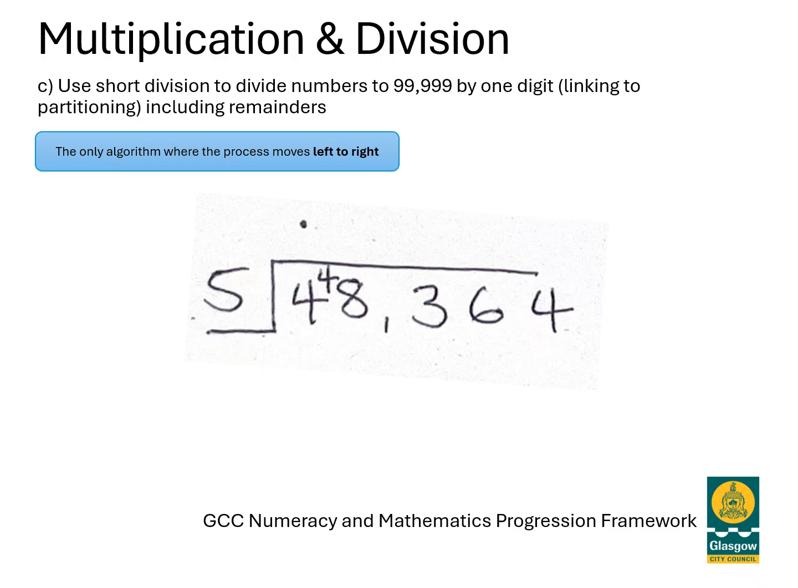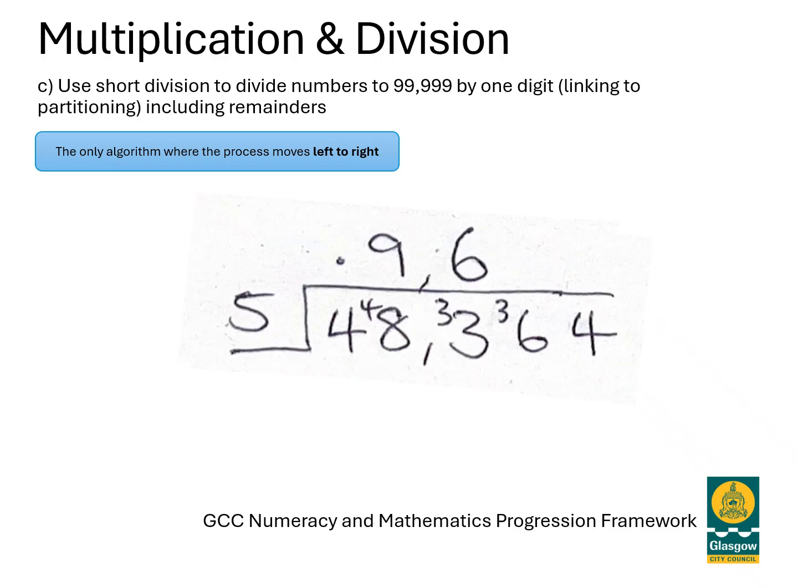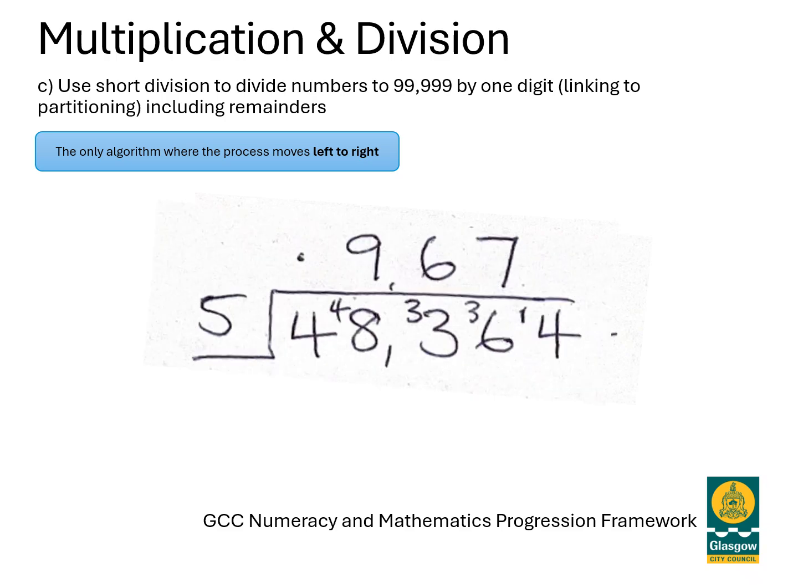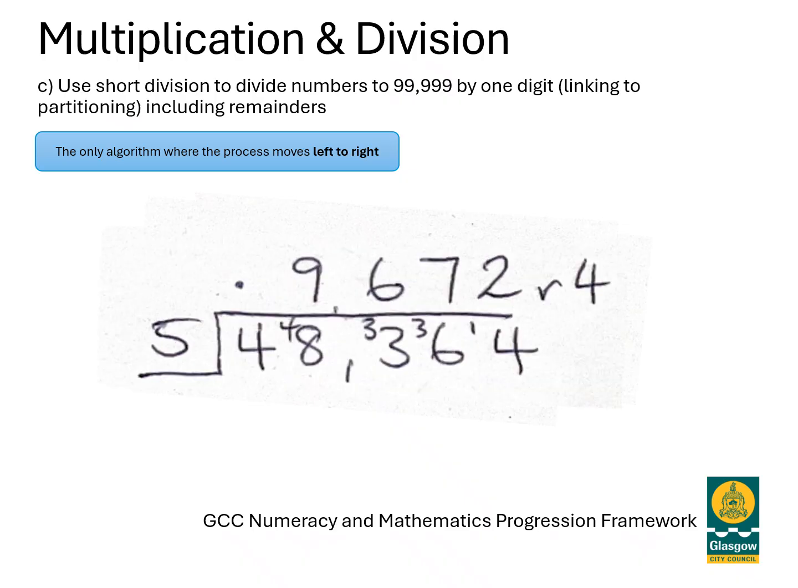How many 5s can I make in 4? Nothing. How many 5s in 48? There are 9 and I have 3 left over. So I'm exchanging, bringing it to the next column. How many 5s in 33? I've got 6 and 7 and so on. So we then end up with remainder 4 in the same way.